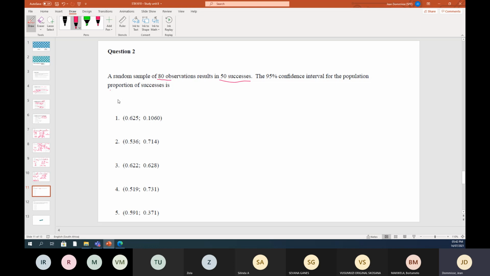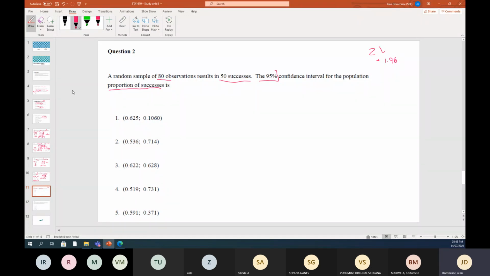Okay, we're working with proportions. So when we're working with proportions, it will always be a Z. We're working with 95, so your Z will be equal to 1.96. Okay, so that is the first thing.